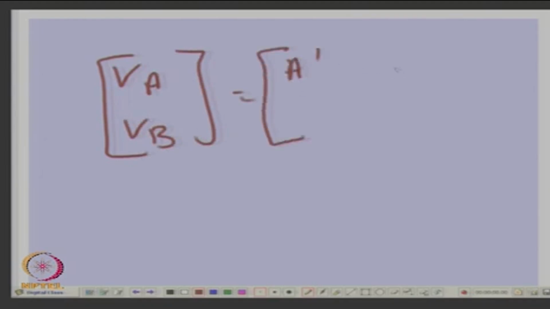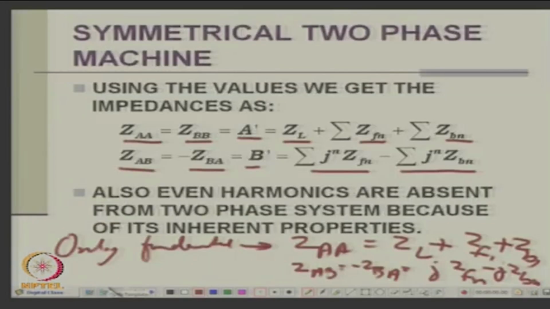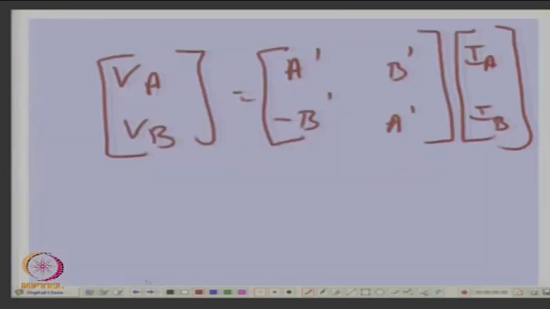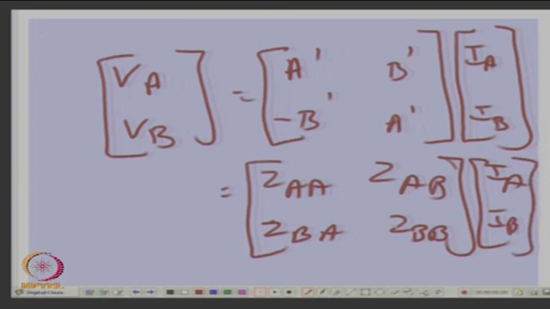Which only implies that you can write VA, VB, we have written as A dash, B dash, minus B dash, A dash, of IA, IB. I think that is what it means, okay, because these are the parameters: ZAA, ZAB, ZBA, ZBB, of IA, IB. Okay. Any problem?